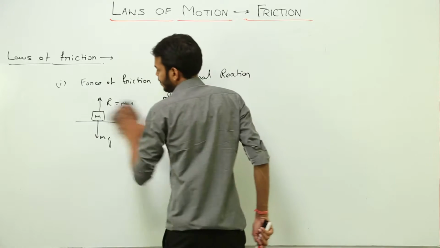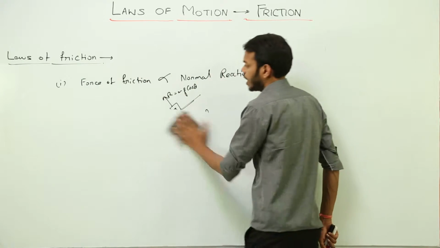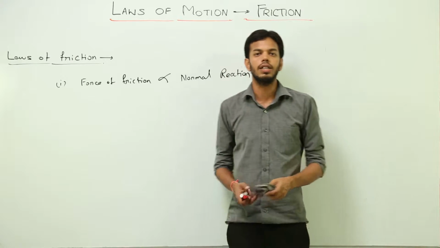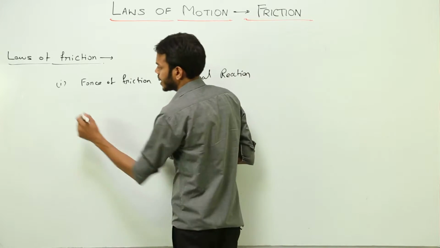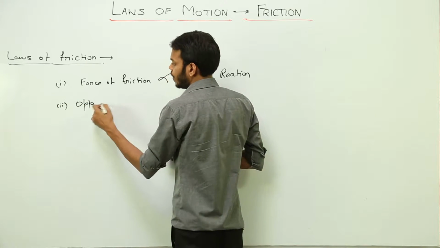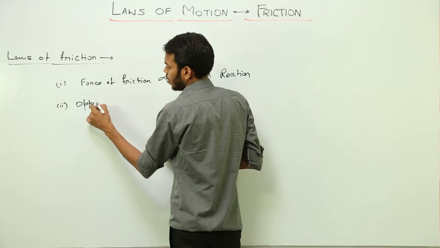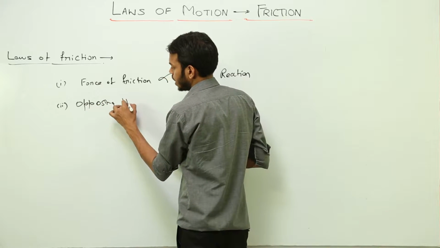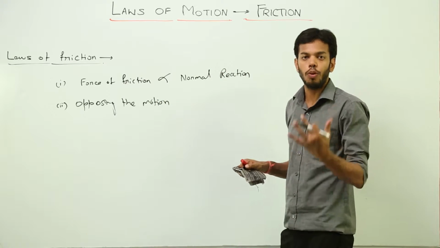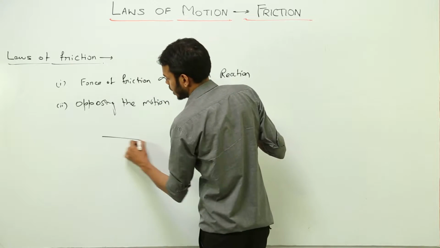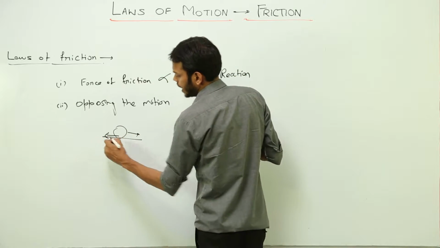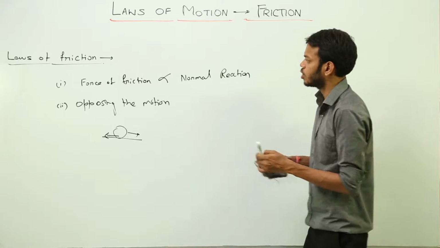The second law states that frictional force always opposes the motion, or the motion in which the body is on the verge of moving over another body. Let me write it down for you: it is always opposing the motion. That means the frictional force is always in the opposite direction of the existing motion. A body is moving over this body in this direction, so the frictional force would be in the opposite direction. This is what the second law states.